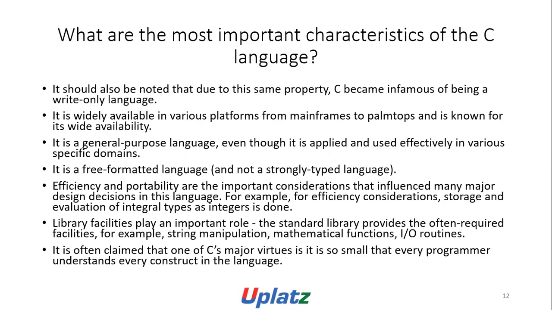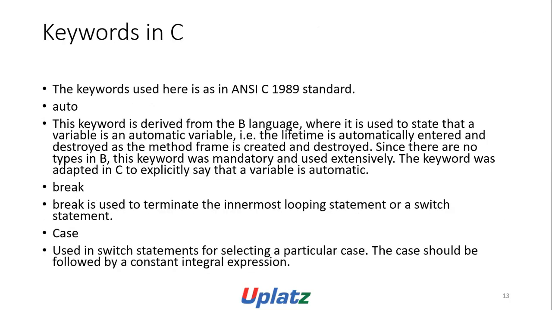For example, for efficiency considerations, storage and evaluation of the internal types such as integers is done in a machine-dependent way. And library facilities play an important role. The standard library provides the often required facilities, for example, string manipulation and mathematical routines. It is often claimed that one of C's major virtues is that it is so small that every programmer understands every construction in the language.